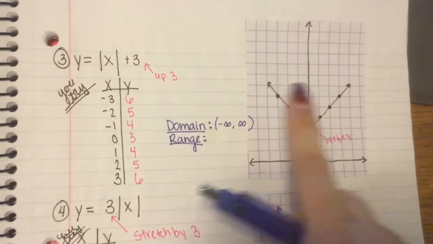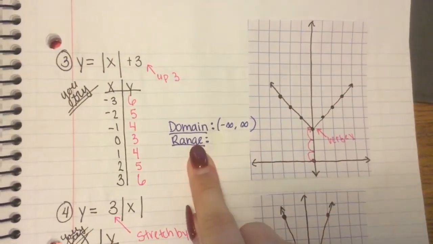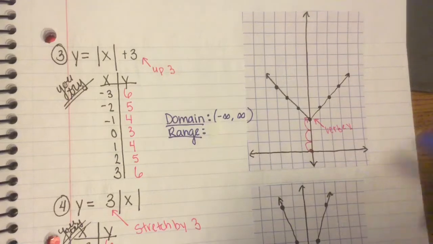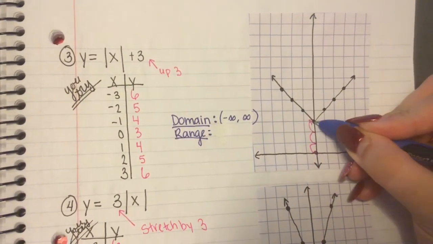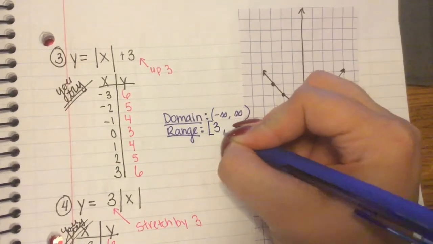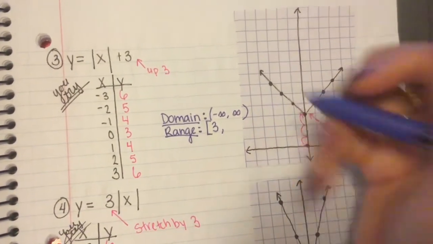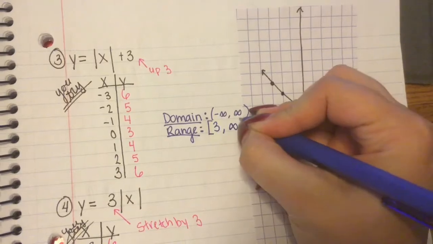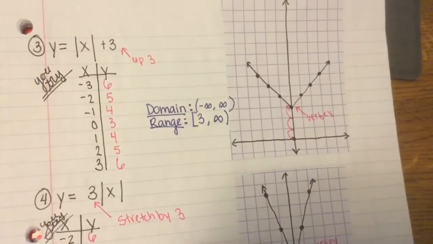The domain for absolute value functions is always the same because they'll always be pointing left forever and right forever. But here my range has changed. The first y value I get to is positive 3, in a bracket, included. But my y values are still pointing up forever to infinity and beyond.